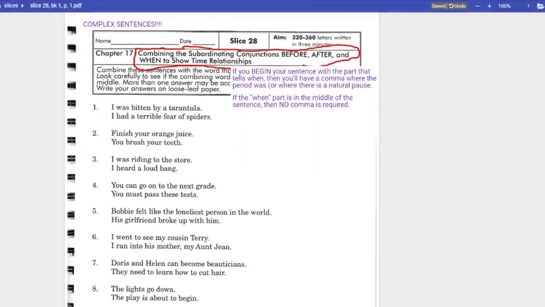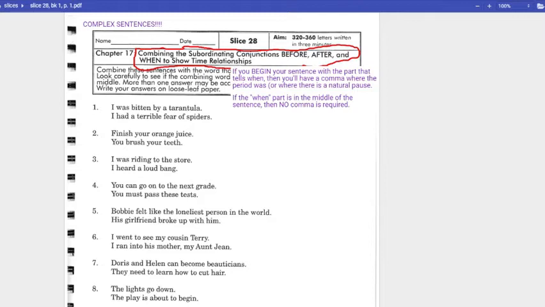So number one, I was bitten by a tarantula. I had a terrible fear of spiders. Well, we could do this several different ways. And with each one of these sentences, many of them could be written in a couple different ways. I don't want you to focus so much on choosing the right way versus choosing what makes sense. So you'll have to experiment a little bit with the before, after, and when, and with the placement, like at the beginning of the sentence or the middle, to find out what makes the most sense.